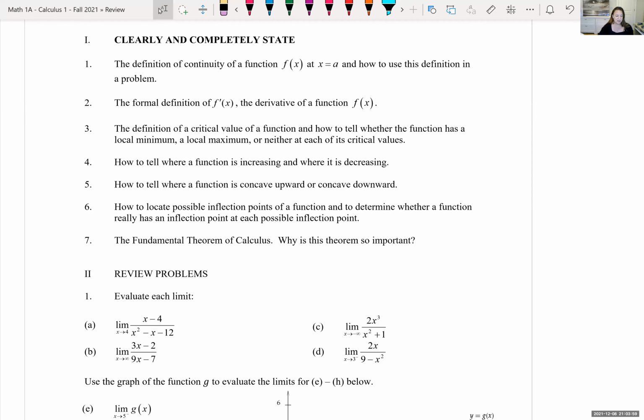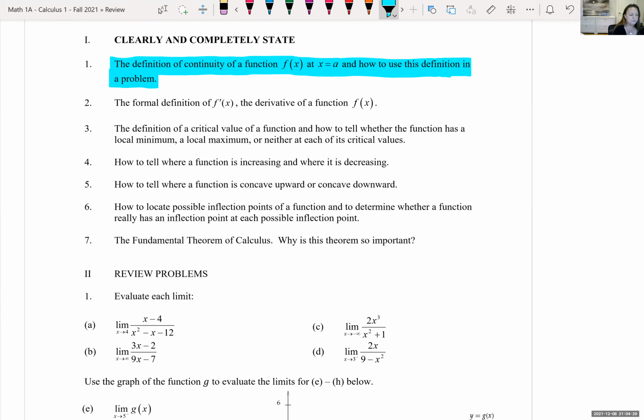Okay, so we're starting to prepare for your final exam for Calculus 1, and I pulled some worksheet off the internet for a review for a Calculus 1 final. And the first question in here states, clearly and completely state the definition of continuity of a function f of x at x equals a, and how to use this definition in a problem.